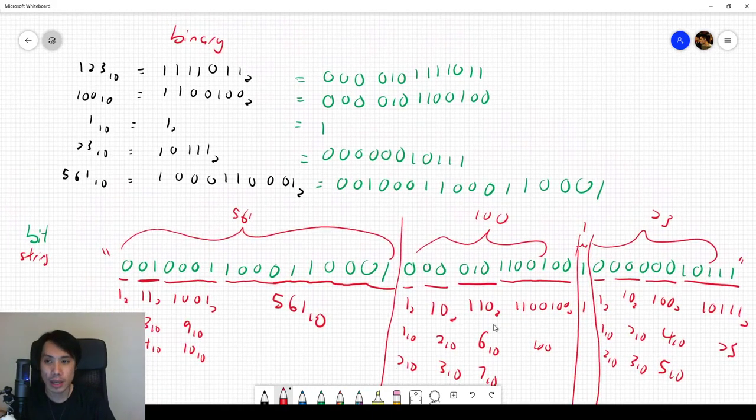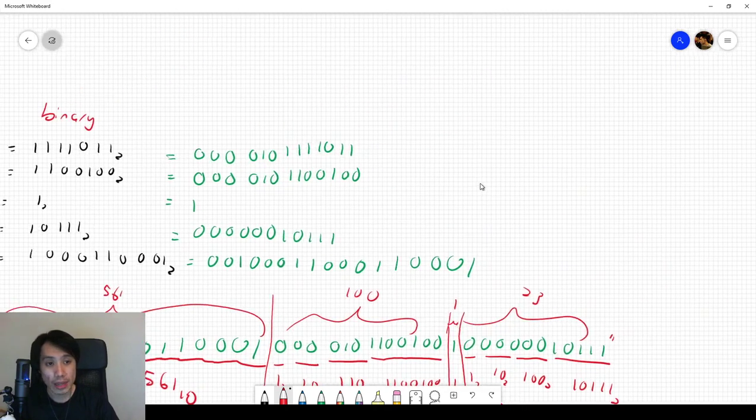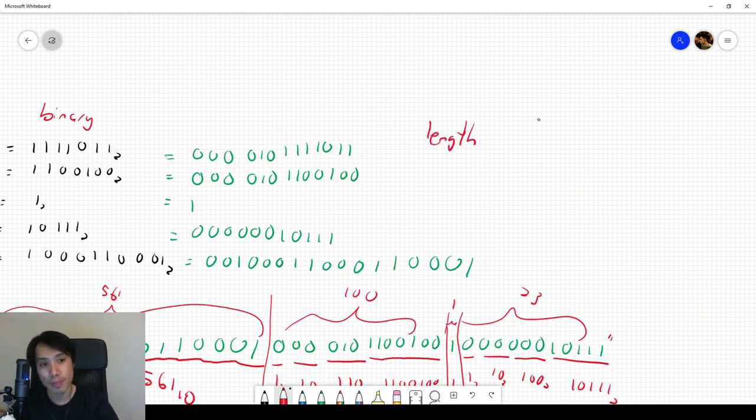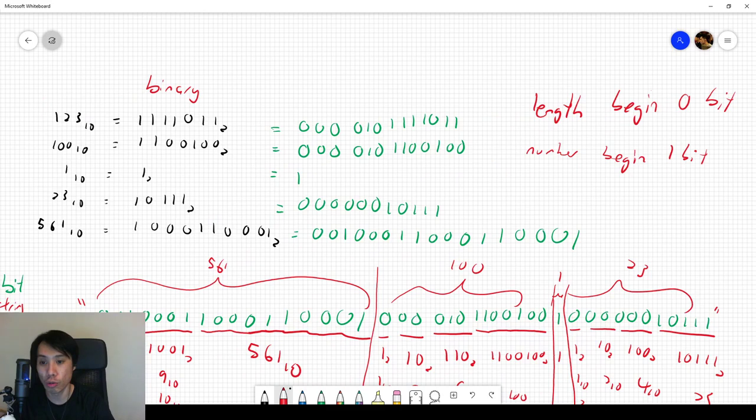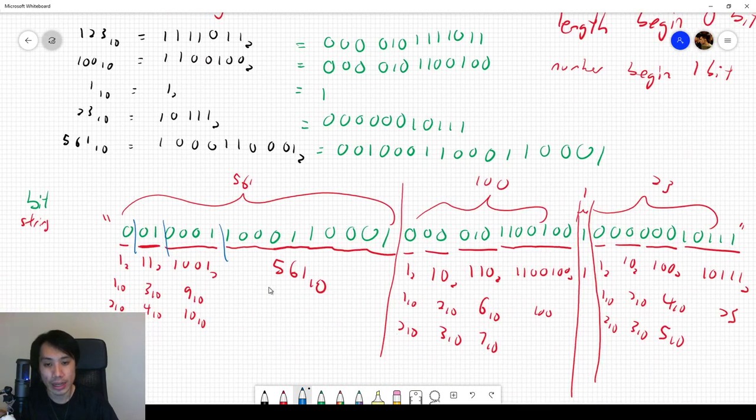Okay, so Elias coding is quite simple, right? The concept is length begins with 0 bit, okay, and then number begins with 1 bit. Okay, so you will use the length to know where your slices are, right? Let me use blue. Length, right? It tells you the next bits, right? The length of the next slice.